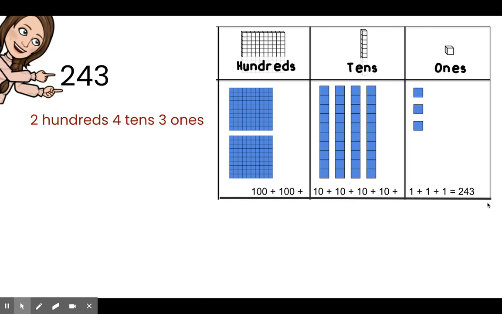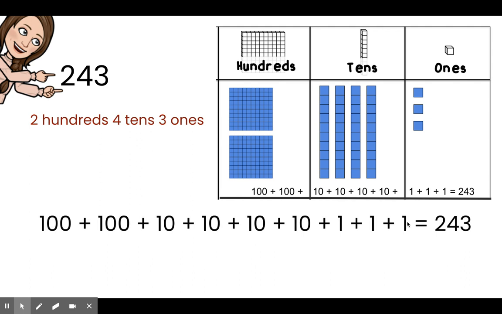Each time we count a new unit, we're adding it to what we had before. Here we started with our hundreds. 100 plus another 100. Then, as we went into our tens place value spot, we added those to what we already had, which was our hundreds. And when we got into our ones place value spot, we added our ones to what we already knew, which was our hundreds and our tens.